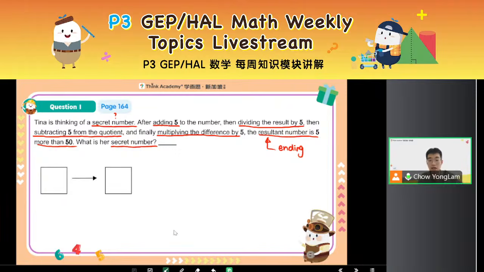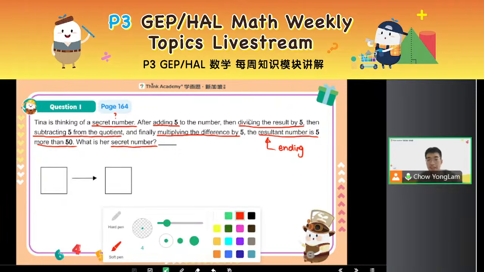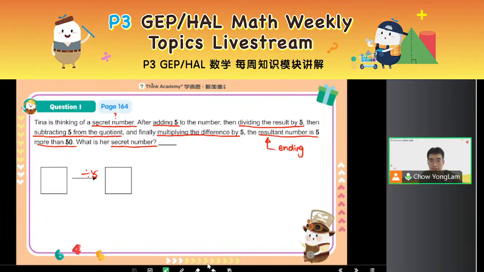Now I see a lot of operations: divide, multiply, add, subtract. Can I just randomly list out the operations? Can I say I want to divide first, and then I multiply? No. A very important thing is to follow the order of the operations. We need to read the story carefully and follow the order. Please do not spam the chat. All right, so with that, let's follow the order of the story.